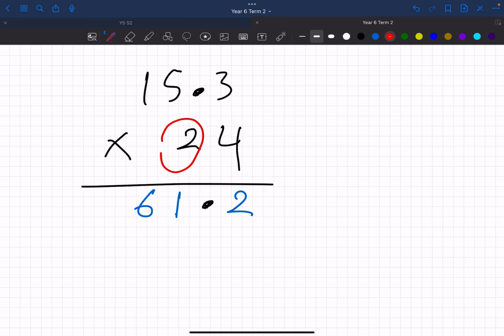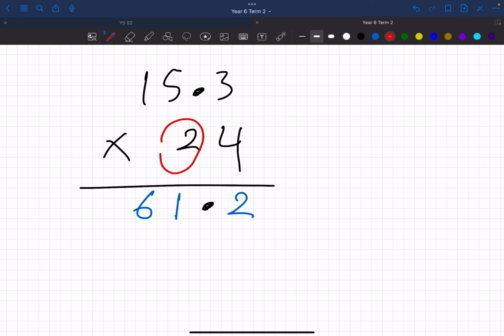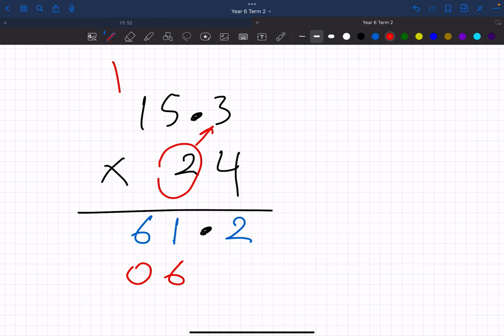Now 2 times 3 equals 6. 6 on the other one. 2 times 5 is 10. So 0 here, and the 1 up. 2 times 1, 2. 2 plus 1, 3.